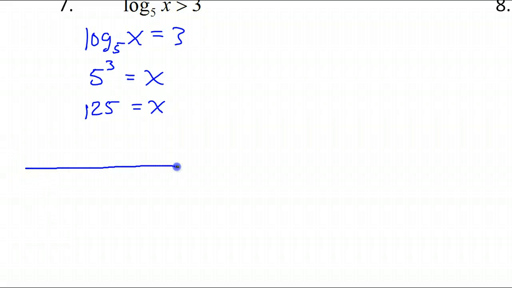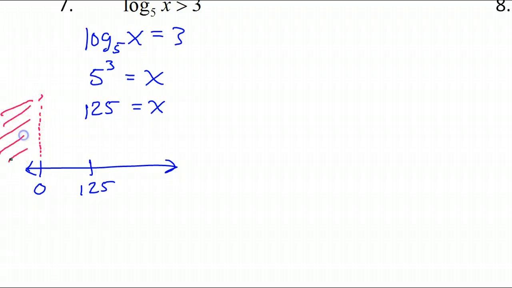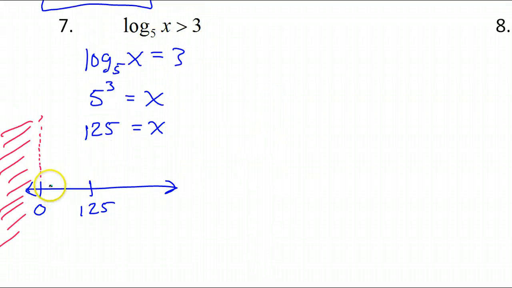So here's our number line. Here is 125, and here is 0. Just remember, 0 here is the asymptote. There's nothing going on over here. It's undefined. Okay, so keep that in mind. So I need a test value, and I'm still liking a test value of 1. Still going to go with that.